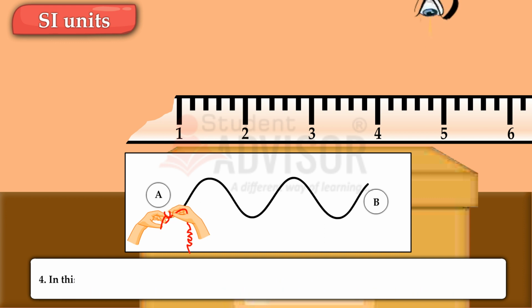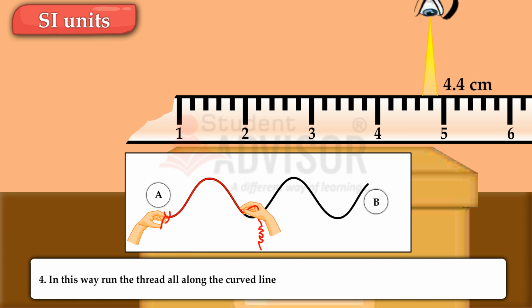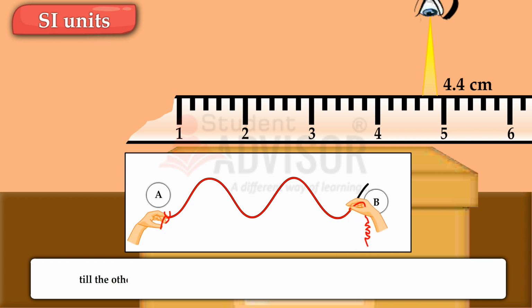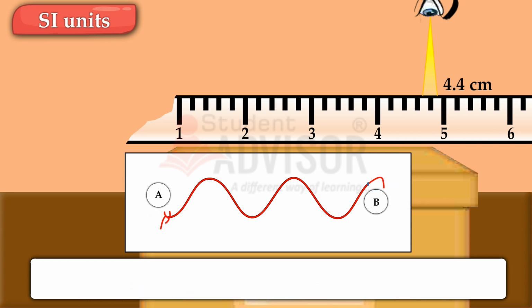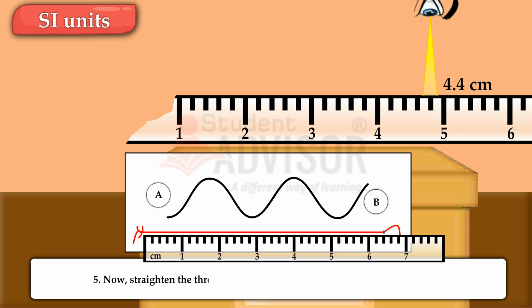In this way, run the thread along the curved line in little steps at a time, keeping the thread taut till the other end B of the curved line. Make an ink mark where it touches the end B. Now, straighten the thread and measure its length between the knot and ink mark by keeping it along a scale. This will give us the length of the curved line.